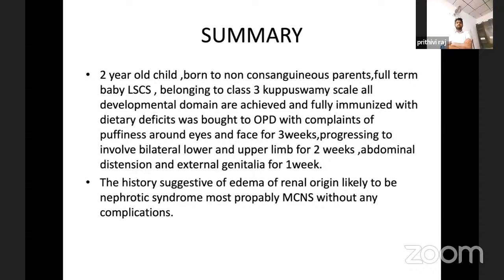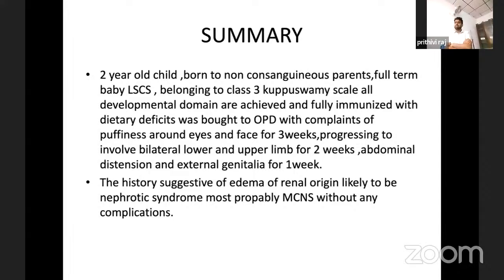The thing is, never comment on any pathology in your summary or in your history, because you didn't examine the patient, you didn't do any lab investigation. Just because it's most common, you can't go, better avoid telling MCNS here. You can tell it in your provisional diagnosis and differential diagnosis part. In summary, till nephrotic syndrome, you can tell, right? So the history suggests edema of renal origin, likely to be nephrotic syndrome.